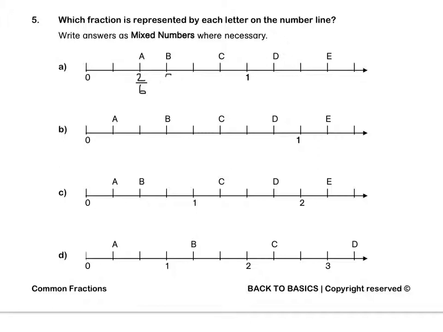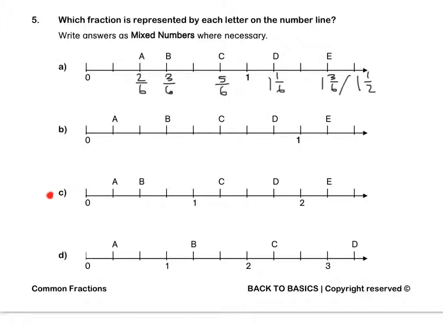B is 3/6 or a half. C is 5/6. D is 1 whole and 1/6. And E is 1 whole and 3/6 or 1 whole and a half.